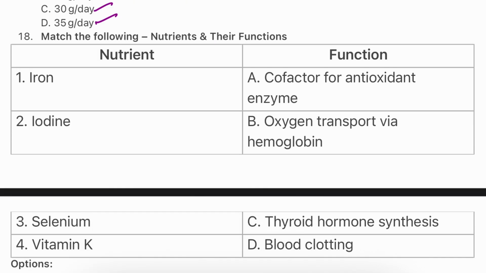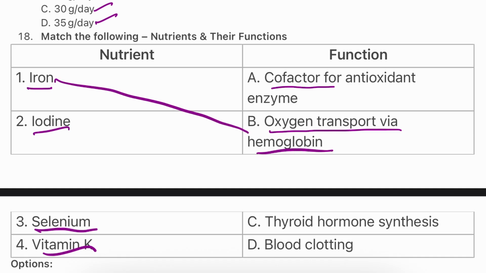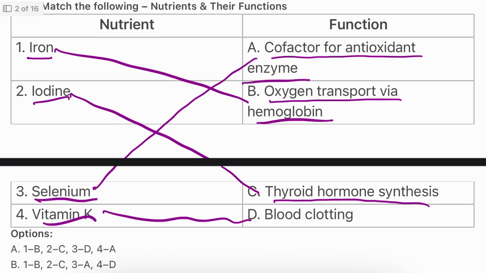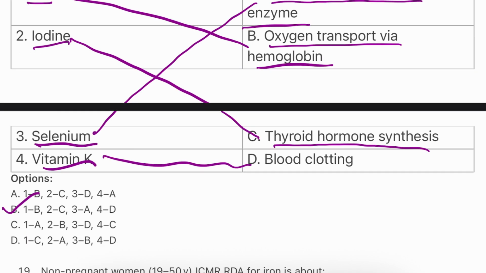Question number 18. Match the following: iron, iodine, selenium, vitamin K. So we need to match it. Oxygen transport via hemoglobin is related to iron. Cofactor for antioxidant enzyme is selenium. Thyroid hormone synthesis is related to iodine. Vitamin K is related to blood clotting. So 1 is B, 2 is C, 3 is A, 4 is D. So B is the answer here.